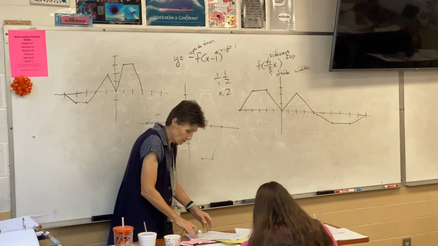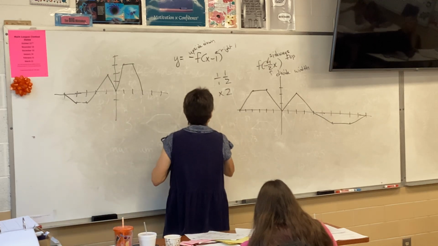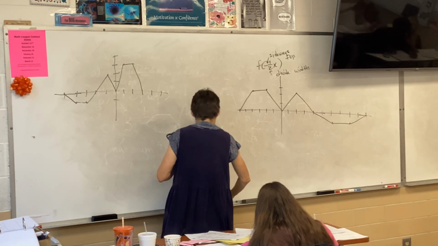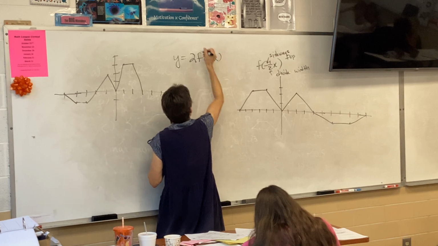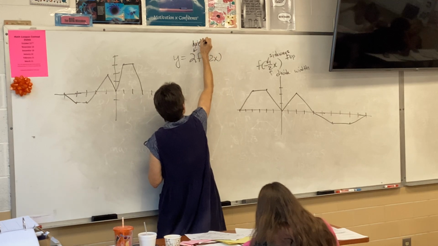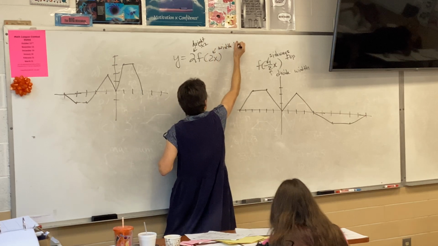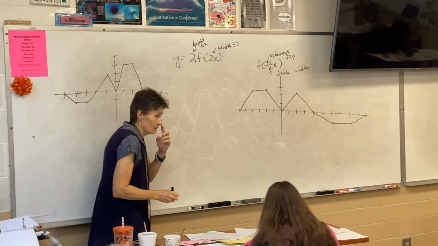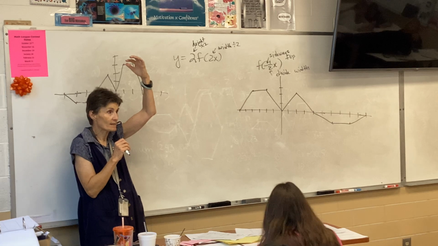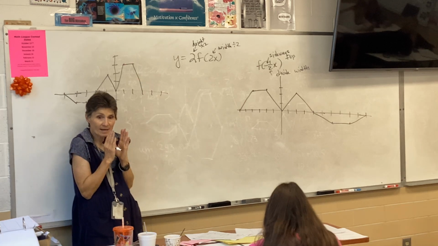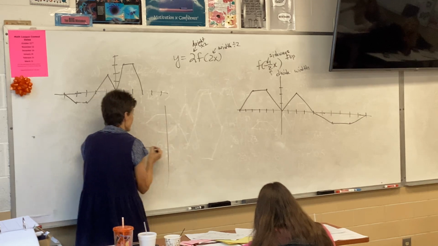All right, one more. 2f of 2x. What's happening here? Height times 2, width divided by 2. Exactly. So this is height times 2. And this is width divided by 2. So basically, what does that mean? Every shape is going to be twice as tall, but half as wide. So if I think about it like that, it's not too bad.